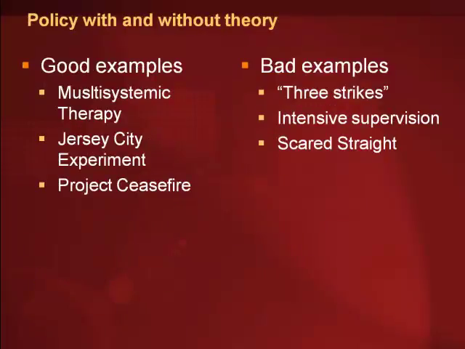A couple of examples of policy with and without theory. One is the multi-systemic theory, or otherwise the Missouri model, which we're actually going to take a look at in a few weeks hence. Project Ceasefire and the Jersey City Experiment I actually have provided for you as optional readings for this week. Bad examples are more well known than the good examples, actually, as it turns out, because some of these are mythologically believed to be true, like three strikes. Why not four? Why not two?